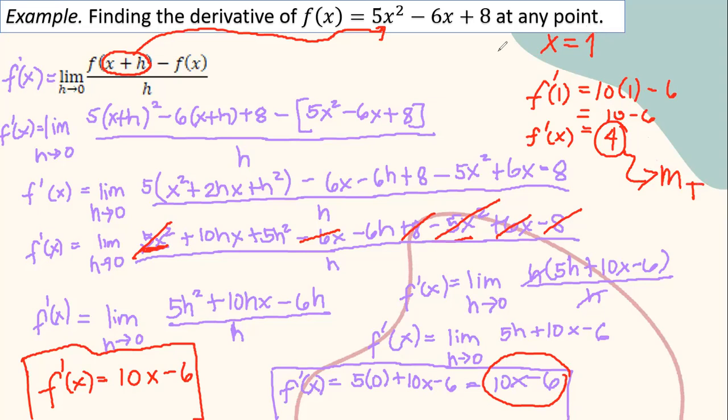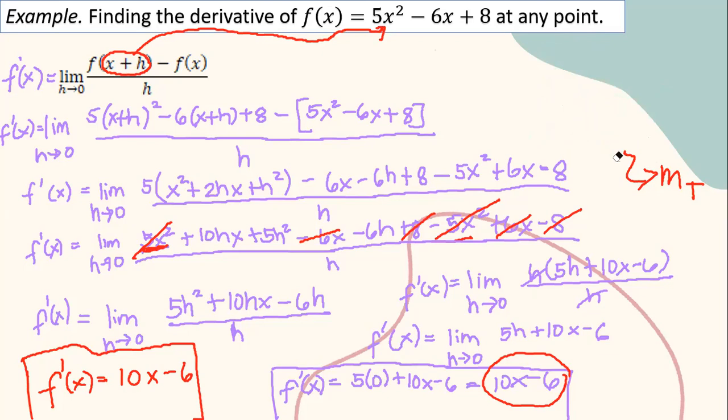Okay? So, but wala namang tinatanong at any given point naman. So, formula ang ating makukuha dyan palagi. Okay? So, again, our final answer for this example is f prime of x is equal to 10x minus 6.